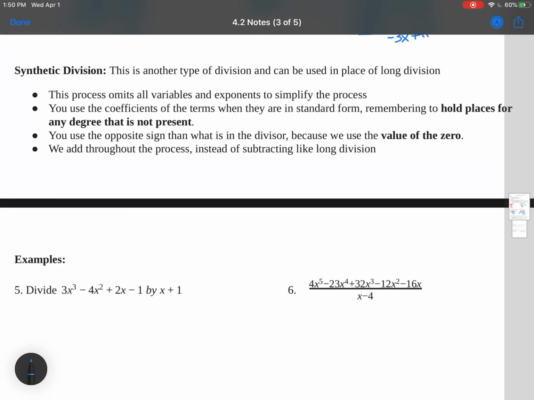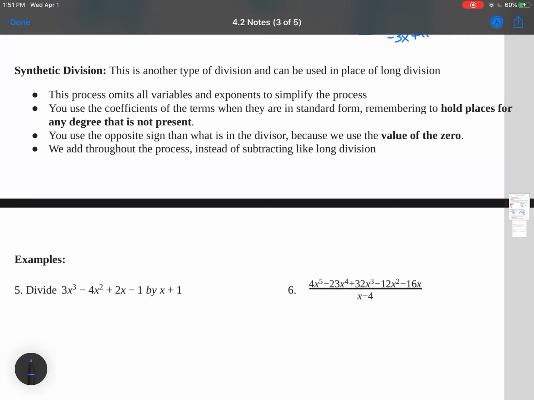The next type of division that we're going to use is synthetic division. Synthetic division is a little bit different and slightly simpler than long division just because it gets rid of all the variables. So you really don't have to pay attention to what multiplies into what. It's a little bit more of a simple process.